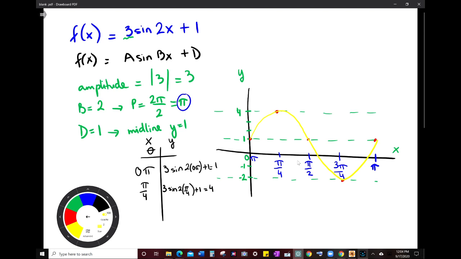Okay, so hopefully this helps you understand more about how to graph a sine cosine function with the shortcut way. If you don't like this way, that's okay, just start with the table.